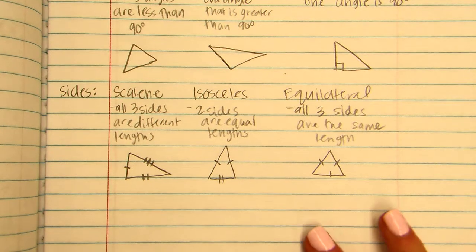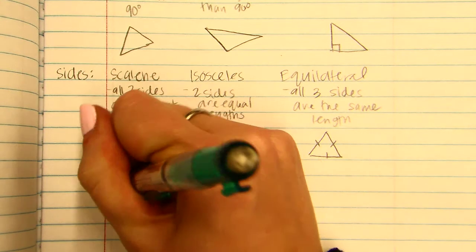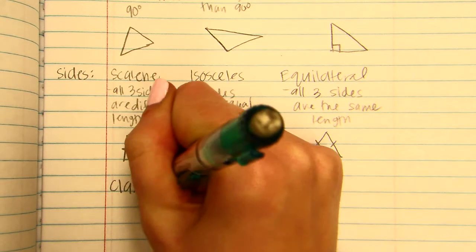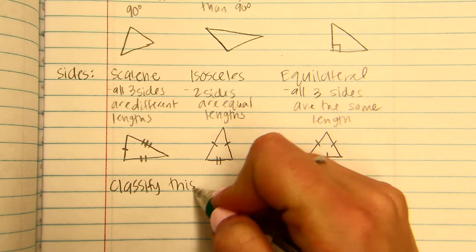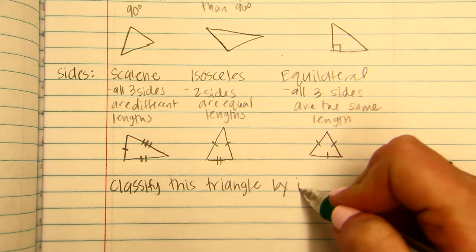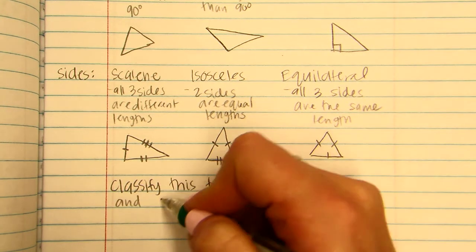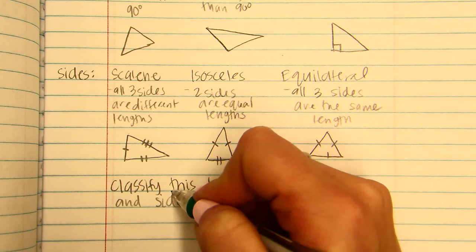So you're going to have examples that ask us to classify triangles by their angles and sides. So you're going to write classify this triangle by its angles and sides. And this is what you're going to submit when it says to submit the assignment.